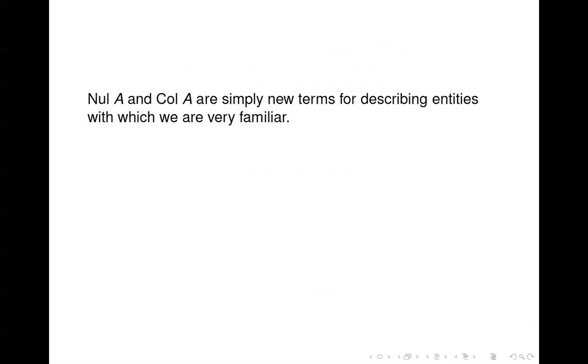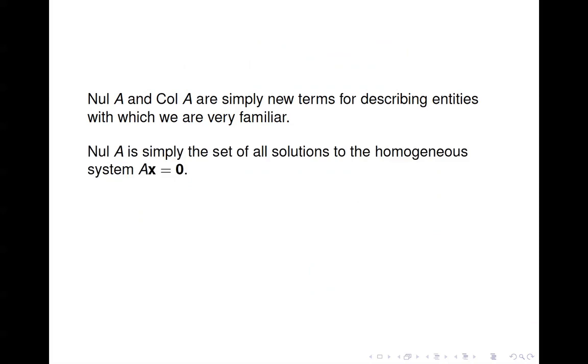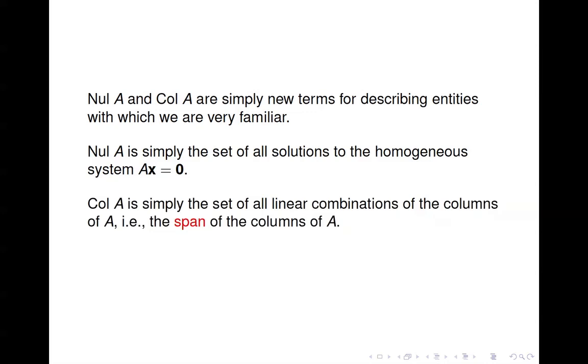As I said before, the null space of A and the column space of A are simply new terms for describing entities with which we are already familiar. Null A is just the set of all solutions to AX equals 0. That dates back to section 1.3, 1.4, somewhere back there. The column space of A is just the set of all linear combinations of the columns, or the span of the columns. So again, we're going back to fundamental information that we learned in chapter 1.